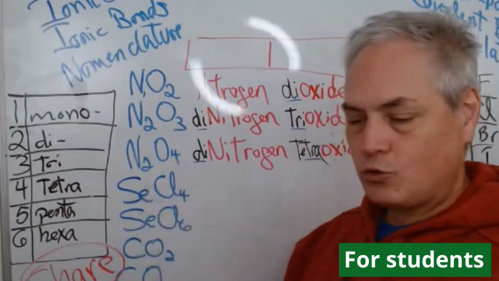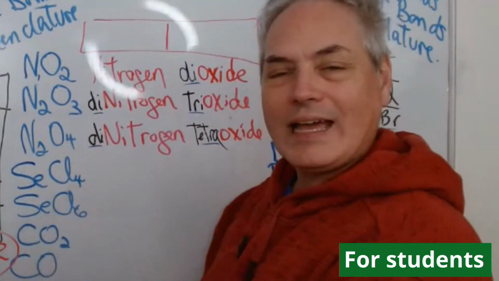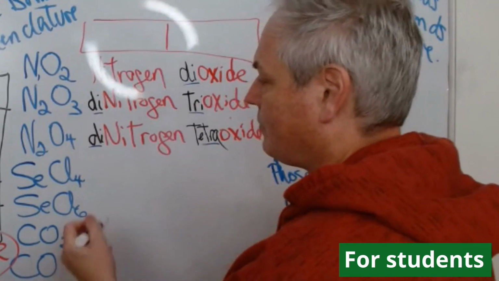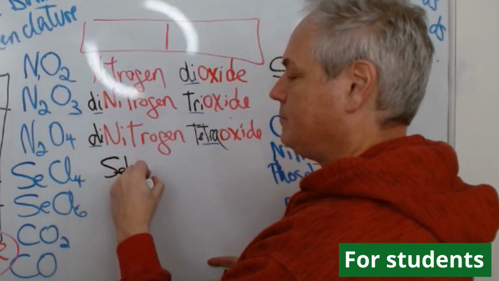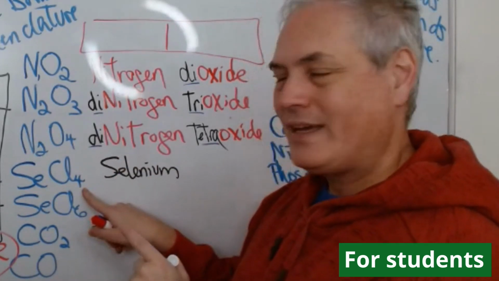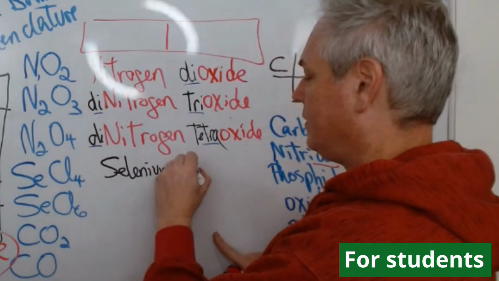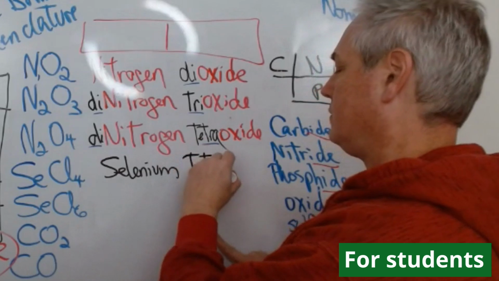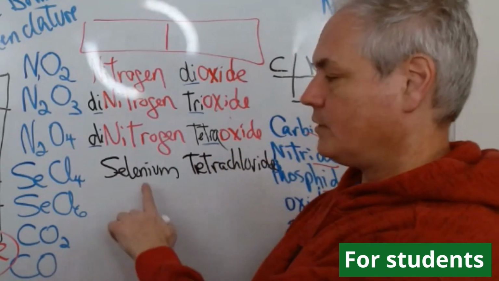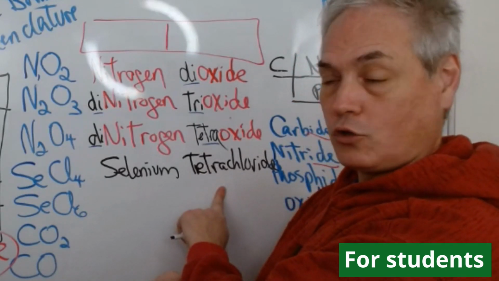So let's see if we can go to the next one. I have here selenium and I have chlorine. So here I have 1 selenium, so I'm going to say selenium, that is good, but I have 4 chlorine, and therefore chlorine becomes chloride, and there's 4 of them. Tetrachloride. We know it's made of 1 selenium atom and 4 atoms of chlorine.